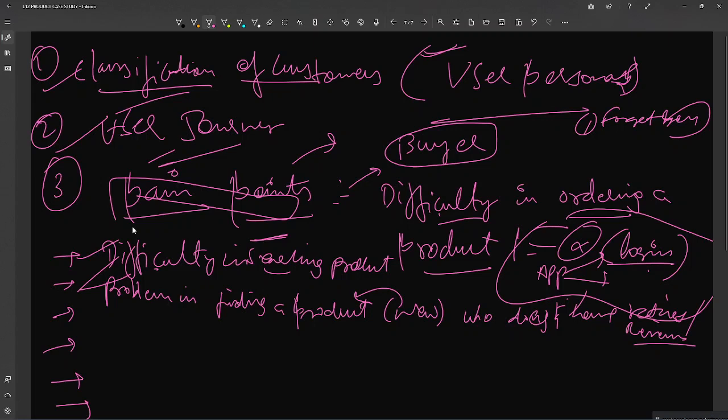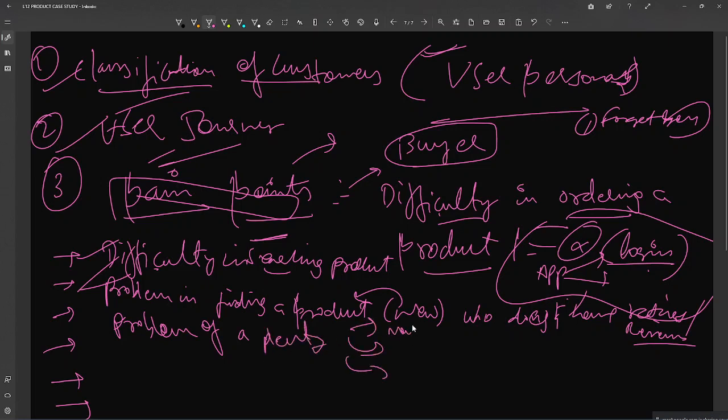Sometimes the website or the app looks very haphazard. I mean, the categorization of products is not proper, sir. So in that case, sir, I was talking about... Then you should not say user interface. You can say problem of plenty, right? Problem of choosing a product from plenty of options. Problem of plenty.